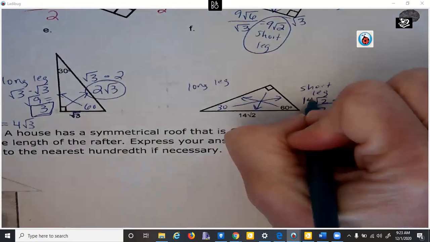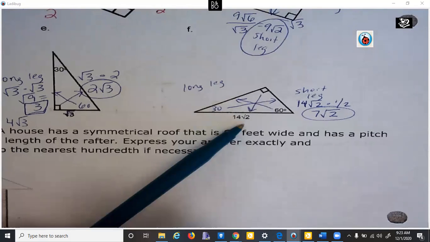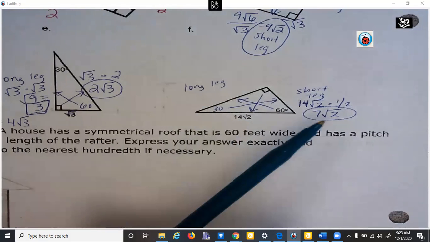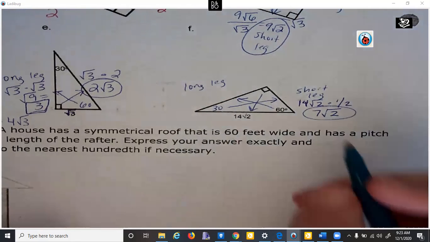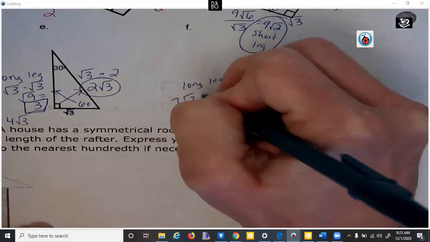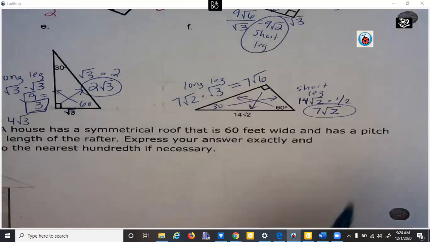All right, how do I get to the long leg? Do I multiply the hypotenuse by root 3 or do I multiply the short leg by root 3? The short leg. Good, so I do 7 root 2 times root 3. Anybody know what that gives you? 7 root 6. Good, 7 root 6. Okay.